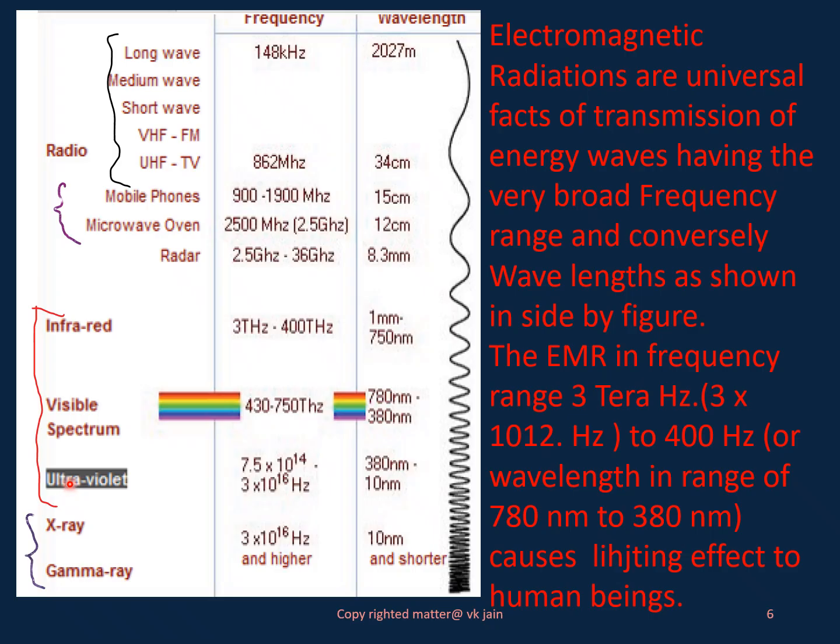Then comes the ultraviolet range, which has a frequency of 7.5 into 10 raised power 14 to 3 into 10 raised power 16 hertz. These ultraviolet in terms of wavelength are 10 nanometer to 380 nanometer in reverse order. Then comes X-ray and gamma rays. We are not concerned with those.